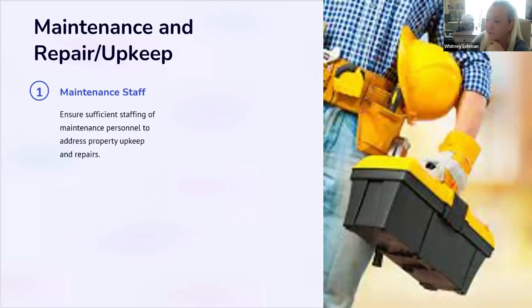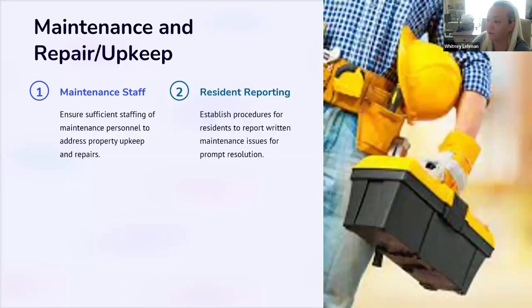Maintenance and repair. So we want to assure that we have sufficient staff and maintenance personnel to address the property's upkeep and repairs. Establish procedures for residents to report, again, written maintenance issues for prompt resolution. And we want to make sure they're written again so that it ensures your ongoing compliance. Residents can't say that they continuously told you to fix the door or whatever it was, and you guys just never listened to them, and they told you and told you and told you, and these guys are scumlords. Make sure it's a written process, and that can be text, it's just documented.